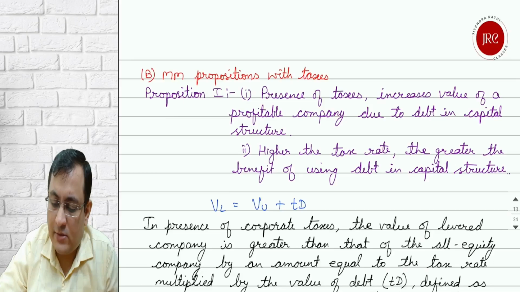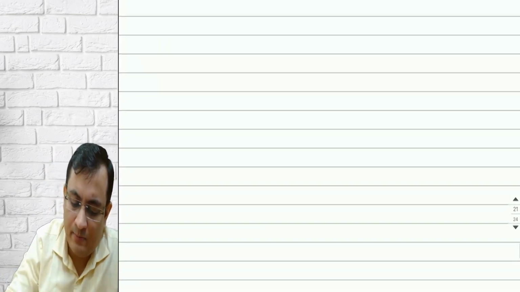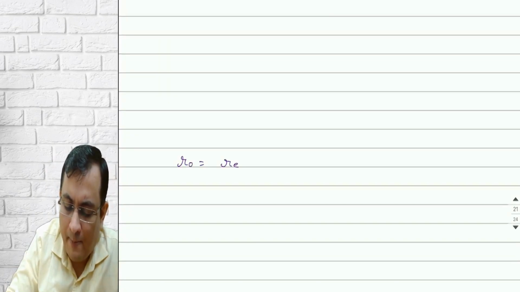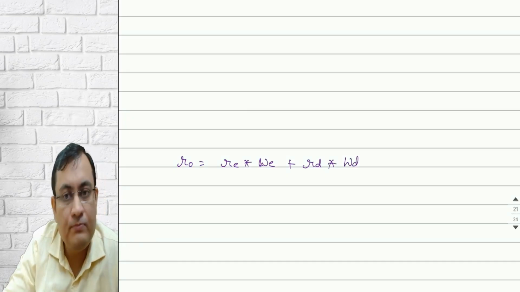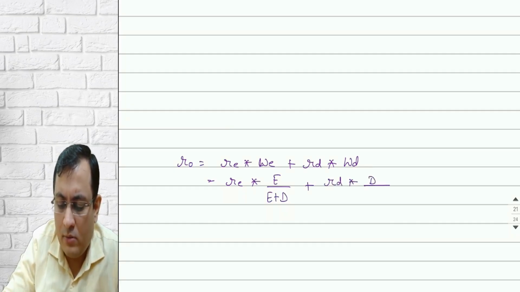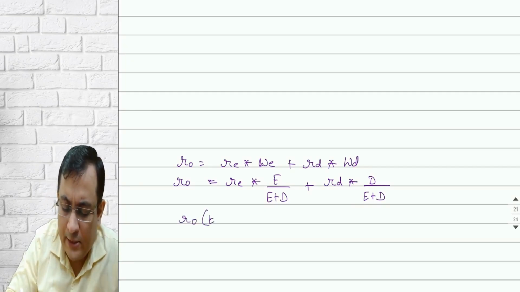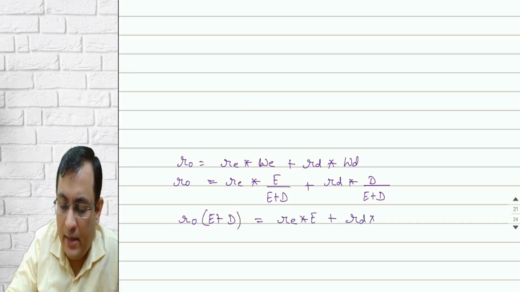This formula is from the same formula, that is WACC, which we have got. The derivation says that RO is equal to RE multiplied by weight of equity plus RD multiplied by weight of debt, correct? RO equals RE multiplied by E upon E plus D, where E is the value of equity and E plus D is the value of the firm, plus RD multiplied by D upon E plus D, the overall value of the firm, that is the weight. Cross multiply: RO multiplied by (E plus D) is equal to RE multiplied by E plus RD multiplied by D.